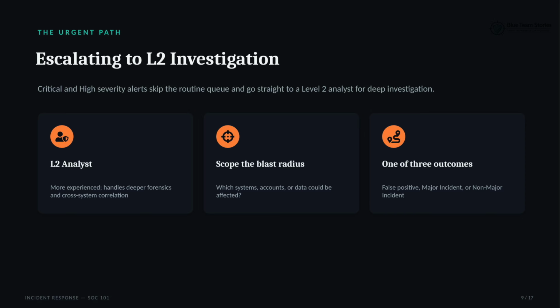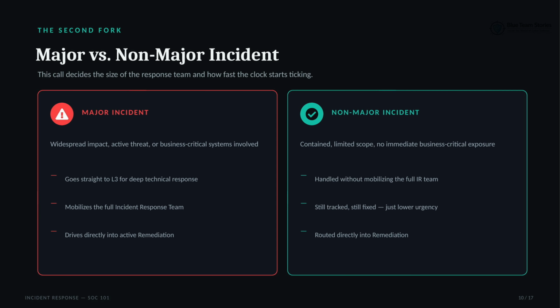Escalation to L2. High and critical severity alerts take a different path. These alerts are escalated to a level 2 analyst. L2 analysts perform deeper investigations and focus on understanding the scope and impact of the potential incident. Their goal is to determine whether the threat is real, how far it has spread, and what systems may be affected.